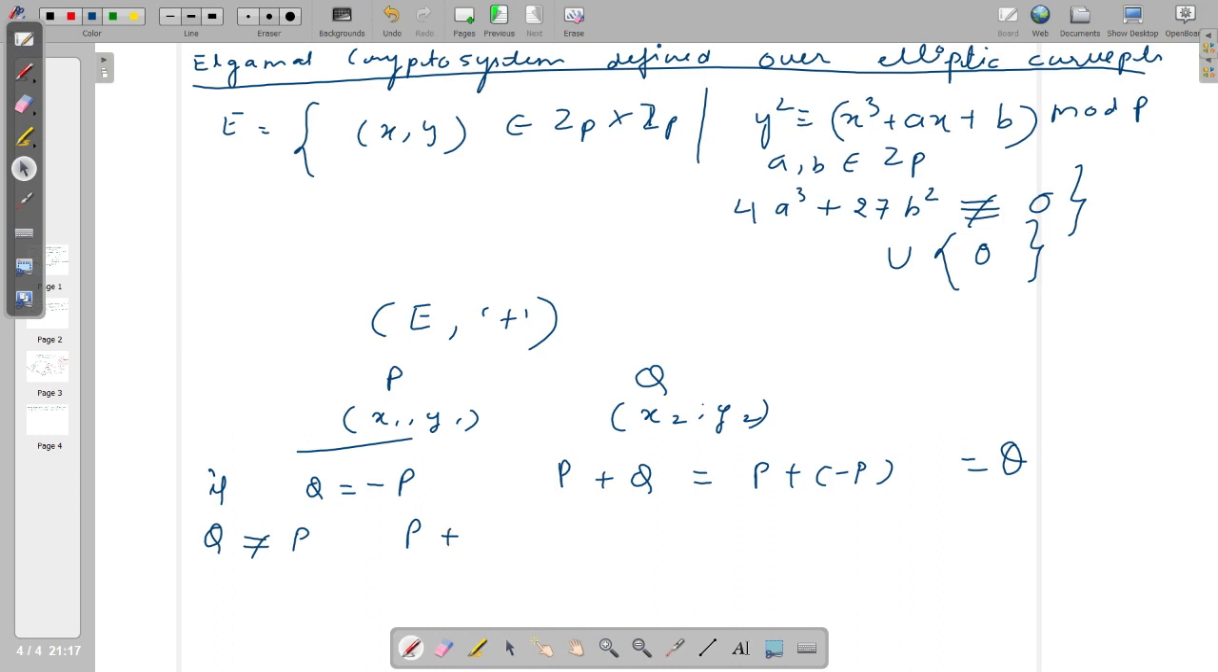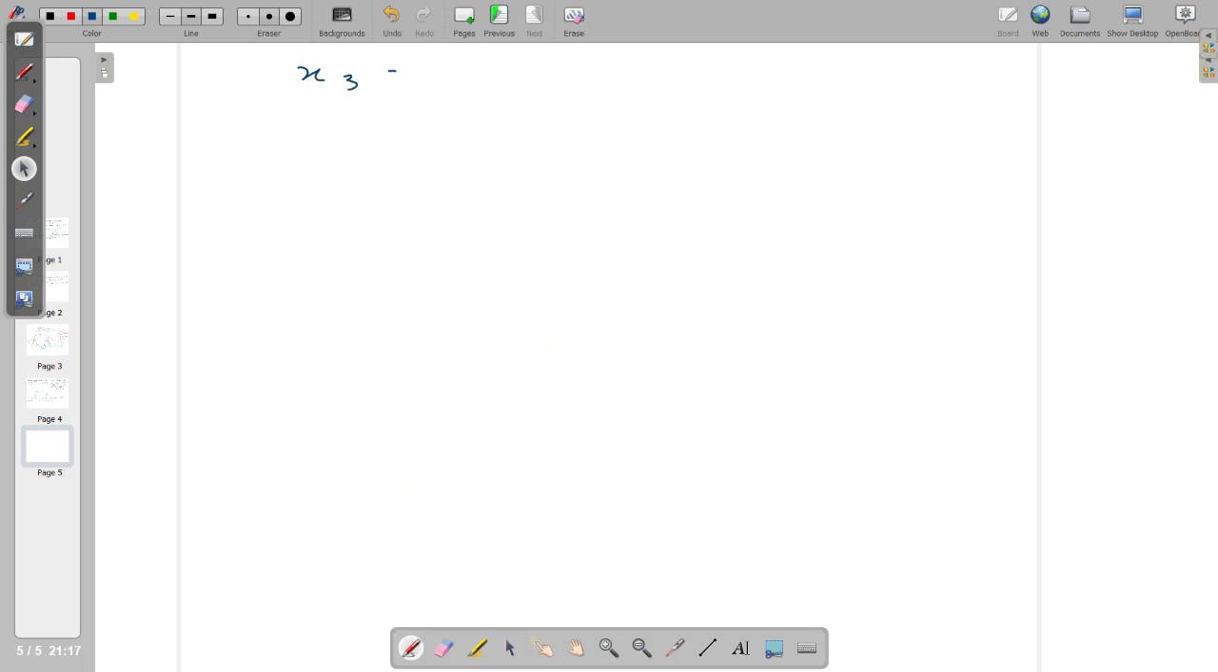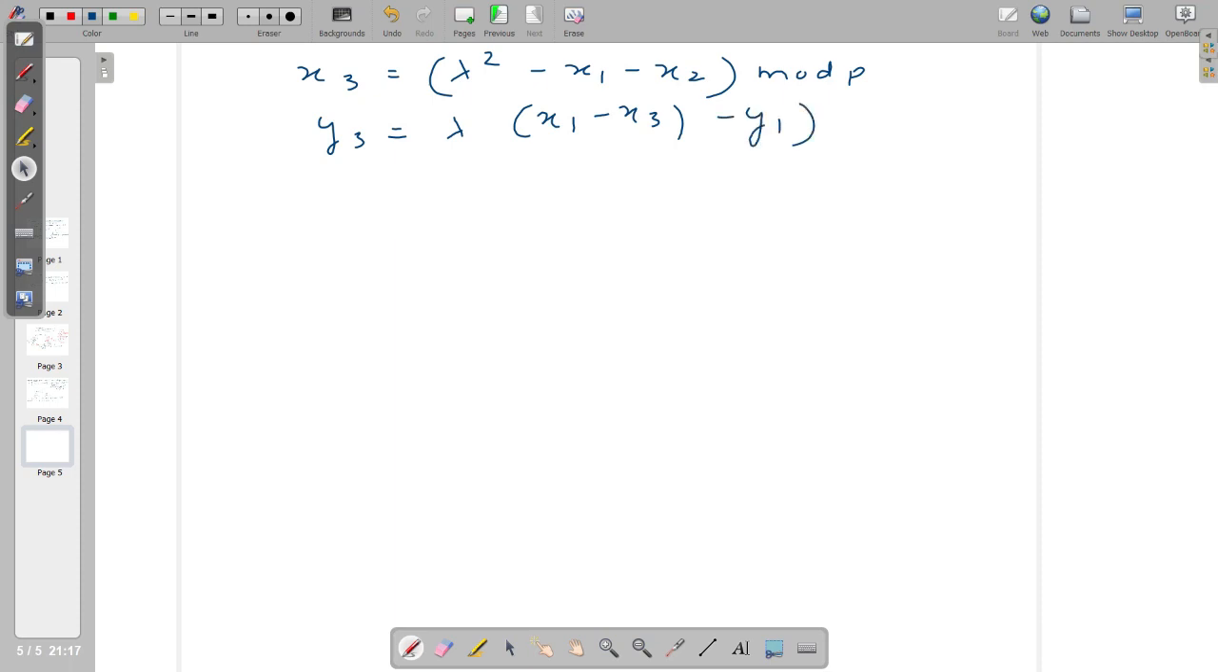In this case P plus Q is going to be R, which is equal to (x3, y3). And how are we going to define x3 and y3? This we have already given. x3 is equal to lambda squared minus x1 minus x2 mod p, and y3 is equal to lambda times (x1 minus x3) minus y1. All operations are under mod p. So this is how we define x3 and y3.